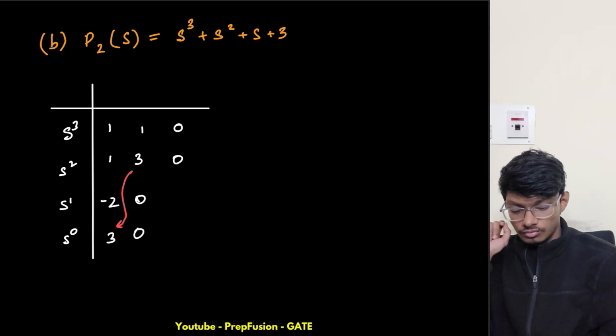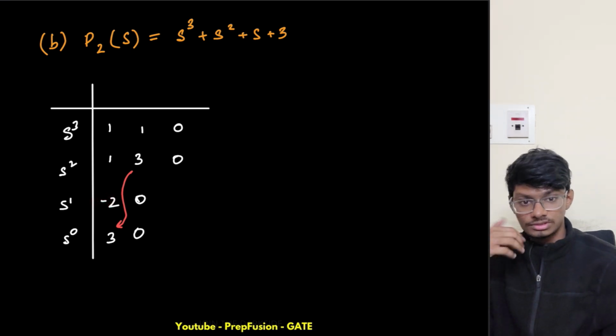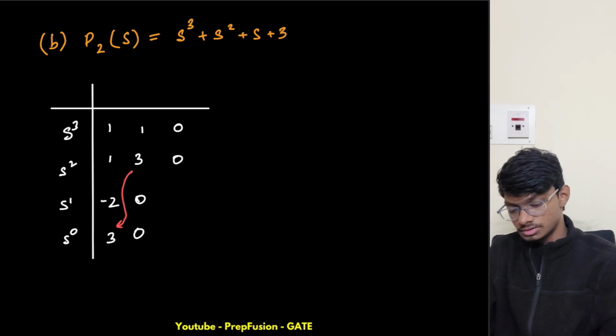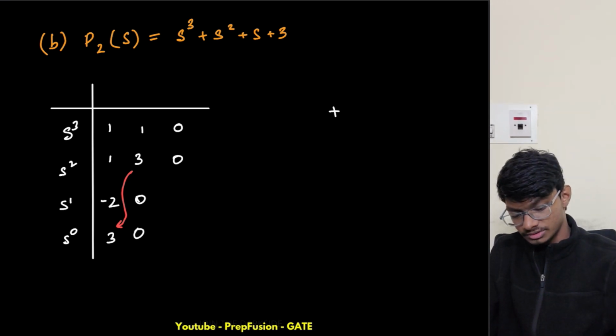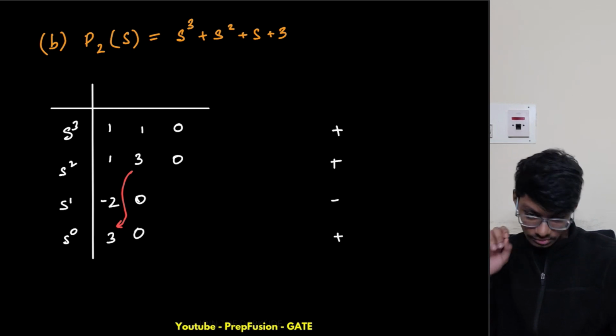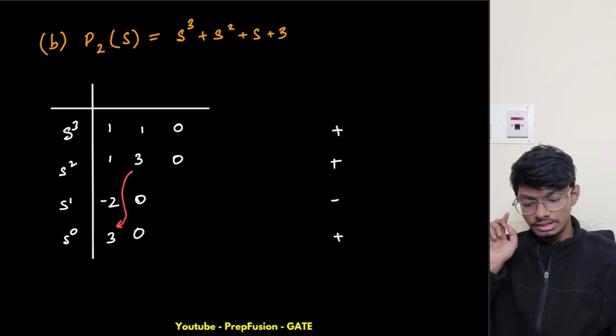Now what do I see? I see that I have a negative number. So this is interesting. Let's write the signs of each row of the first column. This is positive, this is positive, this is negative, and this is positive. So these are my signs. Now how many sign changes do I have? I have 1. Is it? No, right? I have 2.